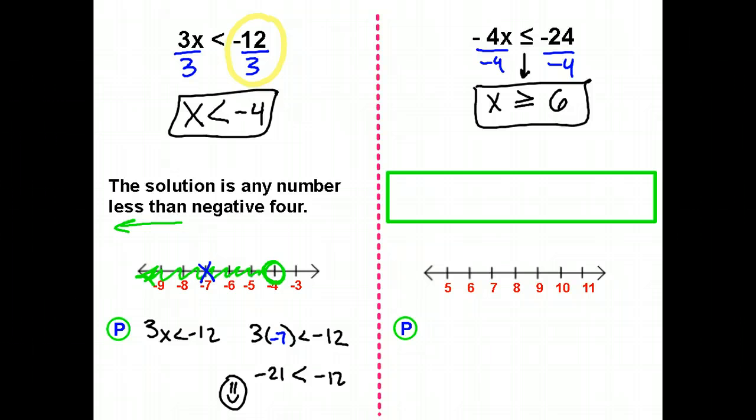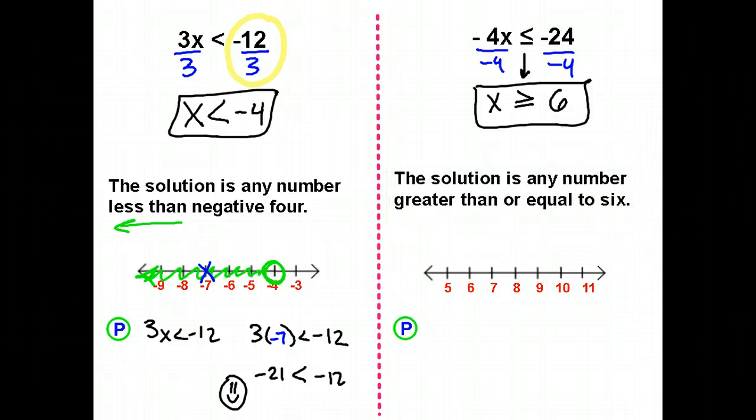And remember, part of communicating our solution is explaining what that means. And that just tells us that the solution is any number greater than or equal to 6. So we're going to go to 6 on our number line. And just like we did before, at 6 we're going to put a closed circle. And the reason why is because it's equal to. And then because it's greater, we're going to shade to the right. So I'm going to shade to this right-hand side.